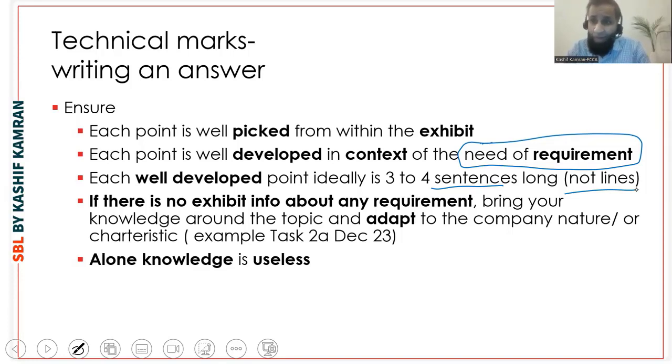So a sentence could be 1.5 lines. A sentence could be 2 lines where you put a full stop. But a student forgets to put a full stop. Your 3 to 4 sentences might be a full page, which is wrong. 3 to 4 sentences is a reasonable length of a paragraph, which should be written for a well-developed point.